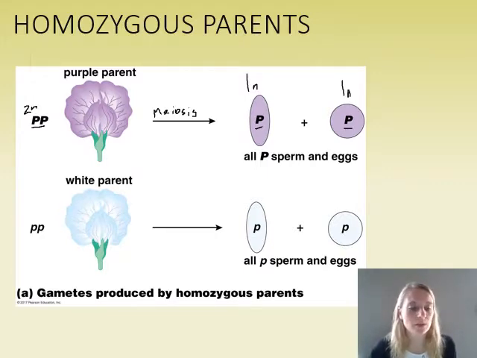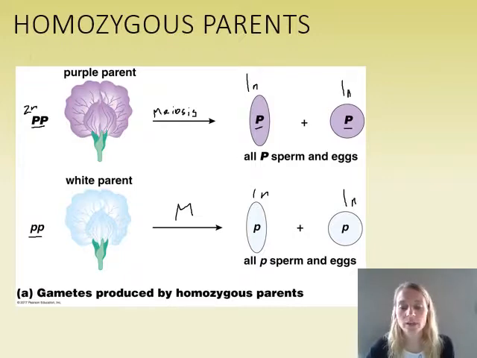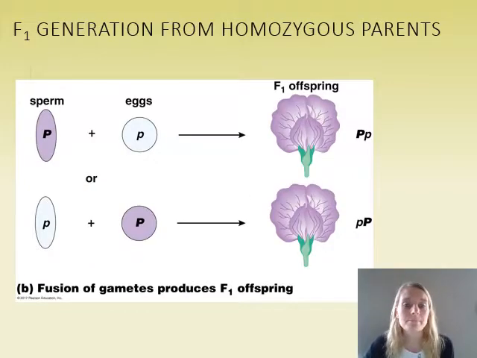So it's going to be the same thing for the white parent. It's got recessive, so here we do our meiosis, and we get our haploid daughter cells that can only carry that recessive allele. So true breeding homozygous parents, their gametes can only give to the next generation whatever allele they have, because they're homozygous. They don't have a choice.